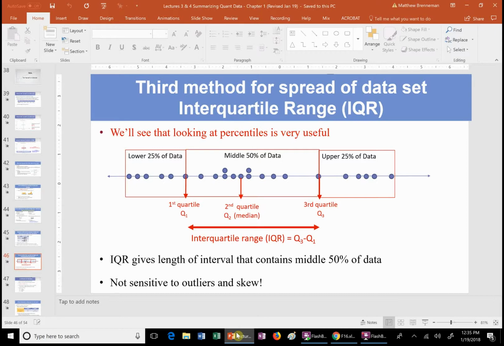Okay, we have two measures, and neither one of them is robust. The range is not robust. The standard deviation is not robust. So what do we do? We're going to introduce a new concept. This concept of percentiles is one of the most important concepts in this class, and it's going to require you to liberate your mind a little bit.